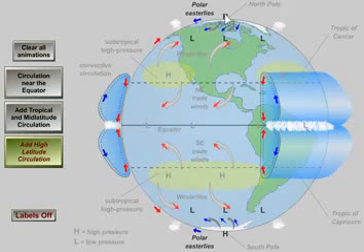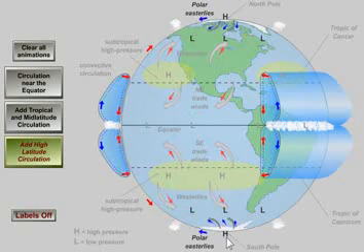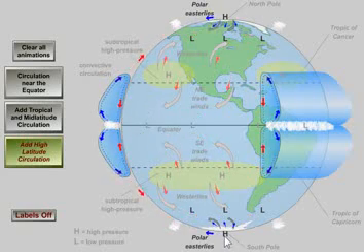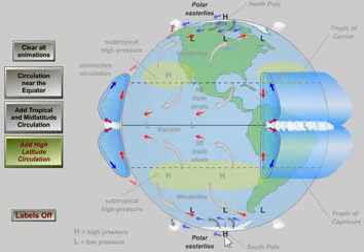At the poles themselves, the precipitation is quite modest because the air is sinking, and that creates low precipitation.